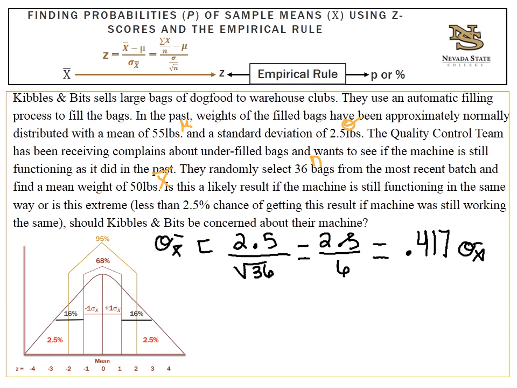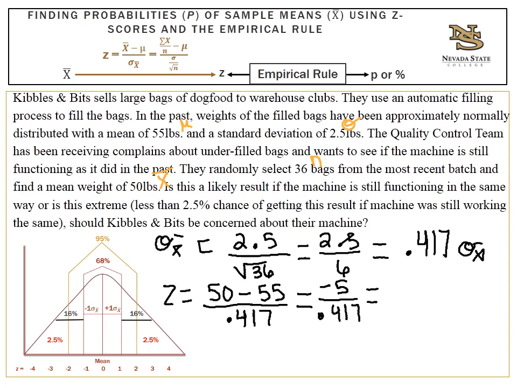Okay. Now we pop that into the z-score formula. Z equals our x bar value, our actual mean from our sample, 50, minus what we think the population mean is based on the past, divided by how big of a difference we'd expect to see between the sample mean and population mean just due to chance if the machine is still working properly. So 50 minus 55 is negative 5. And negative 5 divided by 0.417 gives us a whopping negative 11.99. Good God, y'all. Not good. It's like off the charts bad, right?